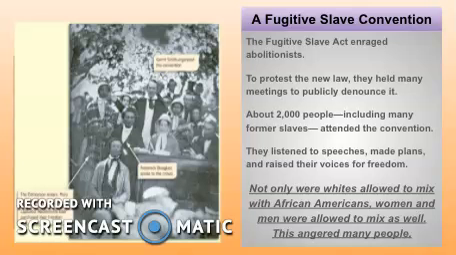On page 442, you'll see a picture of a fugitive slave convention. To protest the new law, they held many meetings to publicly denounce it. There were about 2,000 people, including many former slaves, who attended this convention. They listened to speeches, made plans, and raised their voices for freedom. But listen to this. Not only were whites allowed to mix with African Americans, women and men were allowed to mix as well. This angered many people.